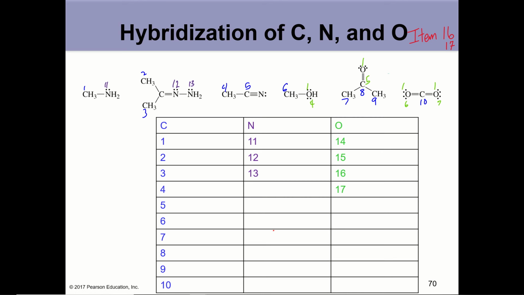Okay, so for practice, for each carbon, nitrogen, and oxygen on this slide, I want you to fill out the hybridization of the carbon, nitrogen, or oxygen next to the number corresponding to that atom in the table. I'll do a couple of these with you, and then I want you to work on your own, and I'll make an entry point in the assignments for you to submit your answers.